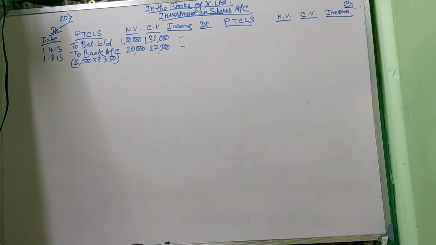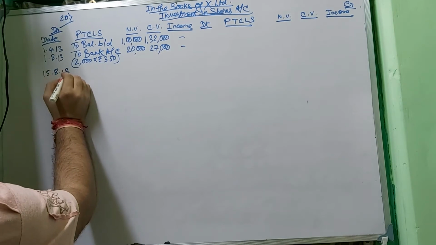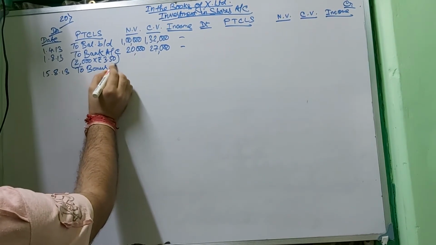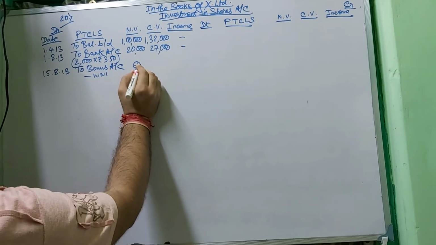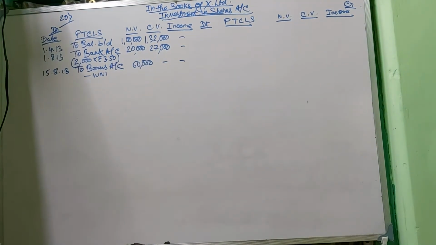Okay. You have seen in working note the bonus has been calculated at rupees 60,000. The nominal value we have calculated, 6,000 shares, face value 10. So bonus shares 6,000 on 15/8/13 to bonus account. Working note 1, 60,000. Okay.